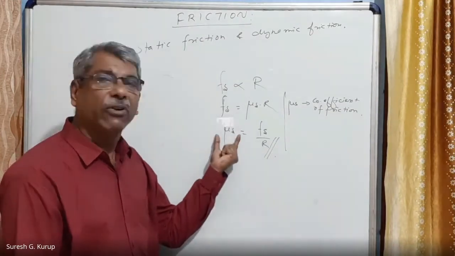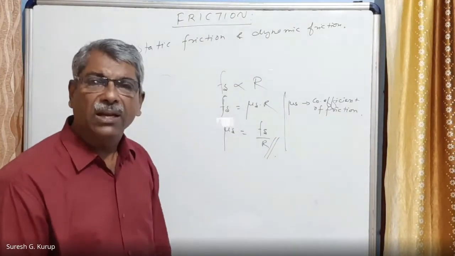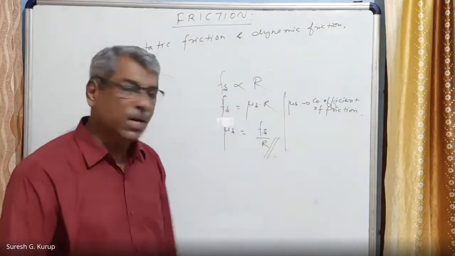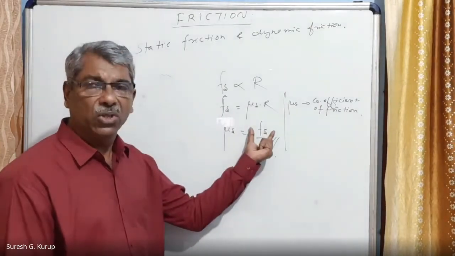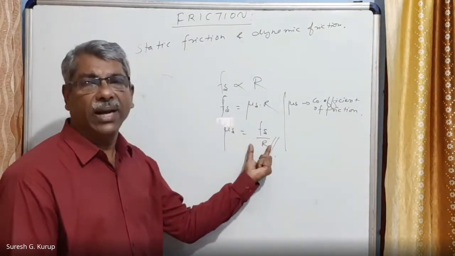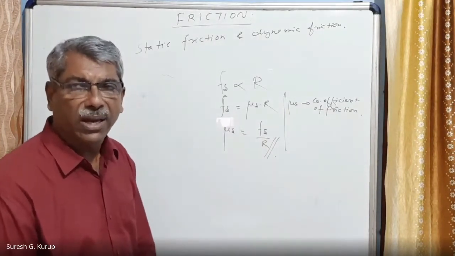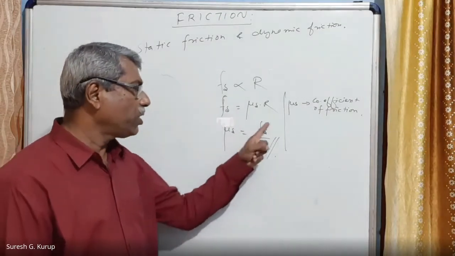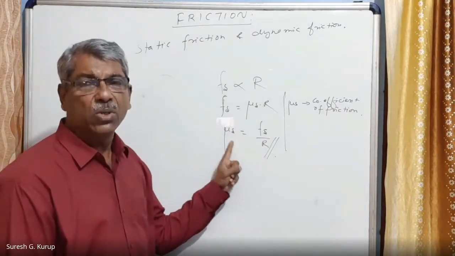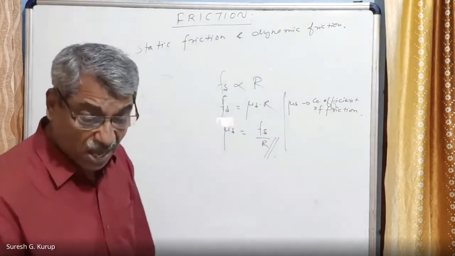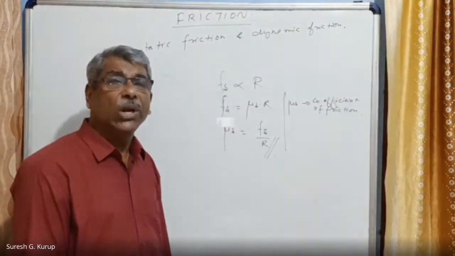Therefore, the coefficient of friction has no unit, and hence it has no dimension, because the force of friction is also a force only, and the reaction is also a force only. Units cancel, dimensions also cancel. It is a ratio of two similar quantities, so it is called a pure ratio. Am I correct?